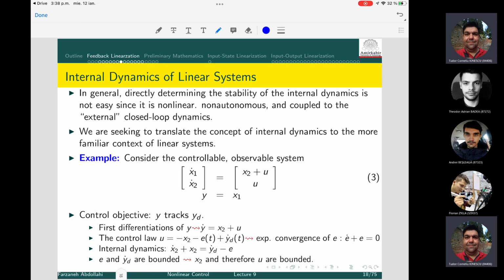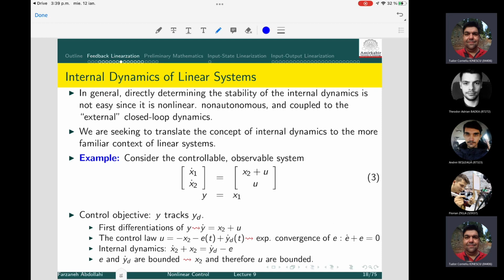In general, directly determining the stability of the internal dynamics is not easy since it's nonlinear. That makes sense. It is non-autonomous and coupled to the external closed-loop dynamics. We are seeking to translate the concept of internal dynamics to the more familiar context of linear systems. So let's see this linear system, a very simple second-order linear system. The control objective again is to have y follow a desired trajectory yd.